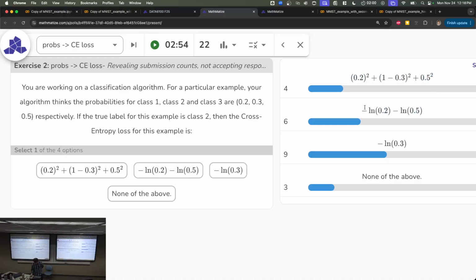The other options are to do either this, minus the log of 0.2 and minus the log of 0.5, or this one to do minus the log of 0.3. To figure out which of these it is, I want you to do a little experiment in your mind. What would happen if we were extremely accurate? Let me avoid the word accurate. What would happen if our prediction was extremely good? What would it mean for our program?